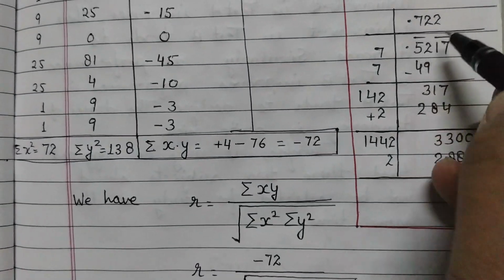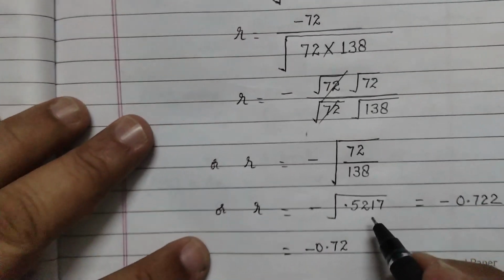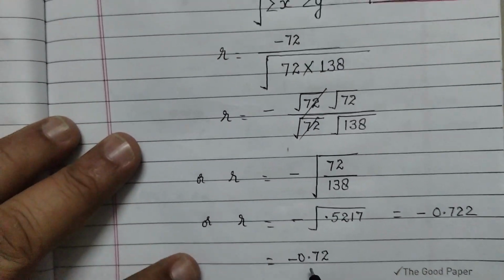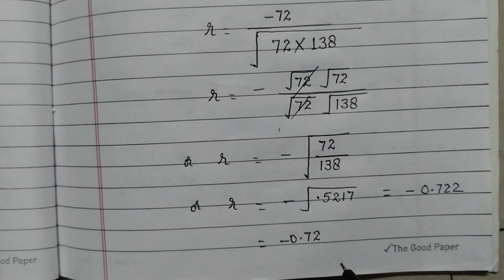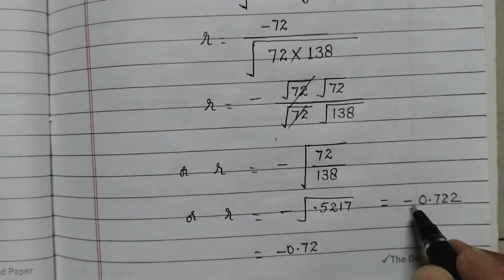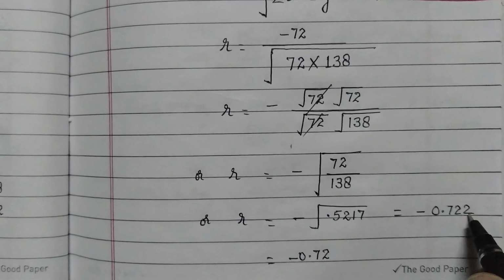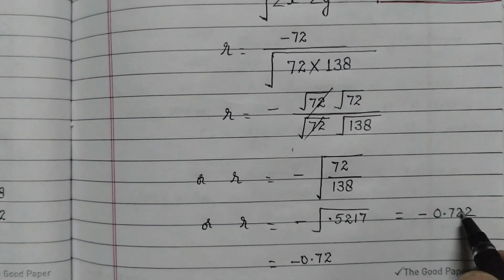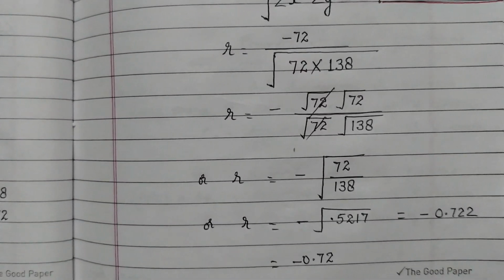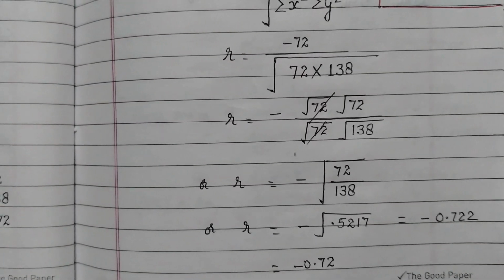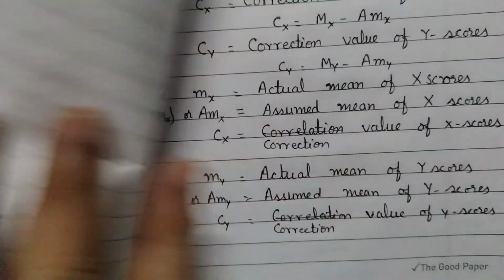So in this way I have calculated the square root of 0.517, and the square root of 0.17 is found to be 0.72. So it is equal to minus 0.722. This value is less than 5, so the preceding value is not increased by 1. So it can be written as minus 0.72. So the correlation value is found to be minus 0.72. That is the negative correlation.